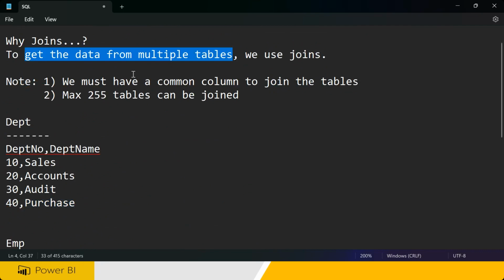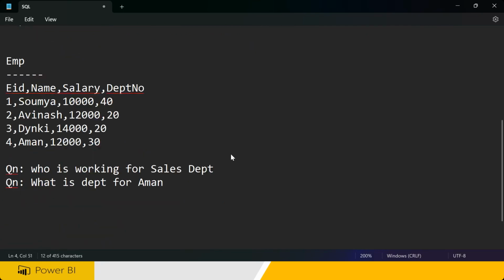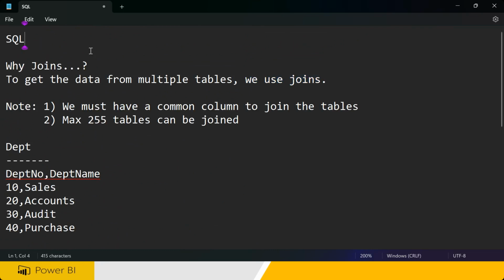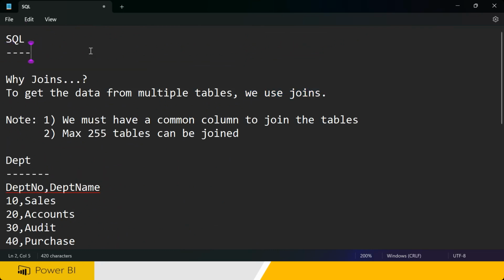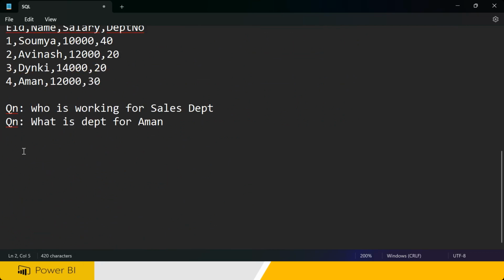Clear? So in this case, we must use joins. That is what all of them are, SQL joins. SQL means RDBMS joins. Clear? So what are the types of joins in SQL? SQL means Oracle, MySQL, Teradata, SQL Server, everywhere the same concept.